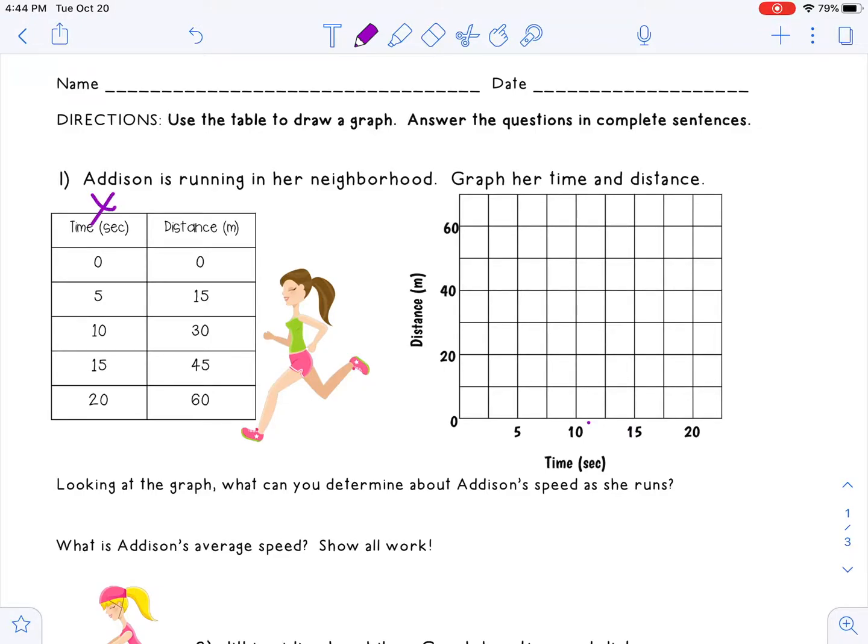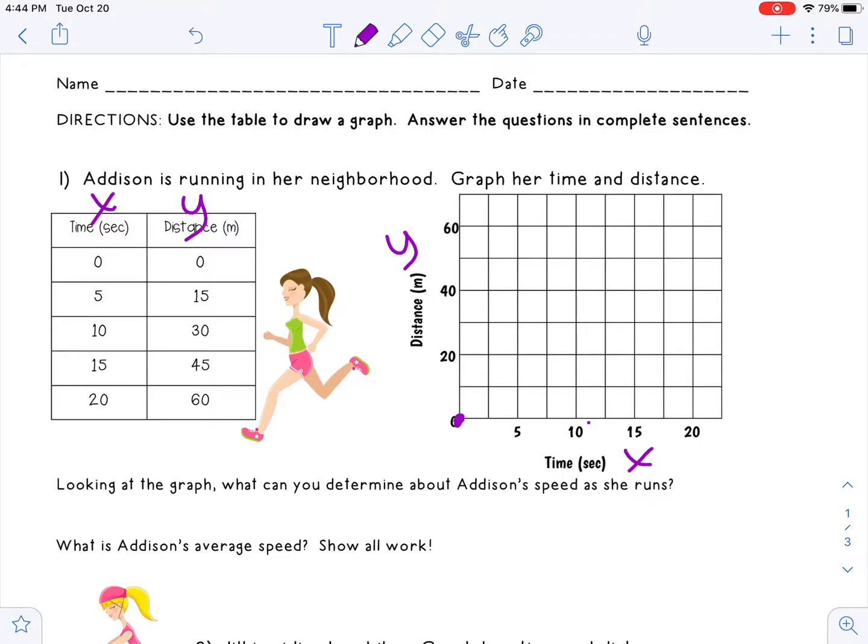So these are ordered pairs. This is X and Y. Time is the X-axis and distance is the Y-axis. So 0, 0, her origin, where she started, and then 5, 15. All right, so the 5, and if I look at the seconds, those all are going to fit beautifully. But I look at my y-axis, and I see that's going up by 10.